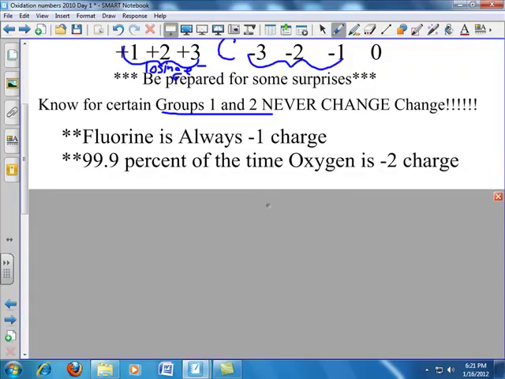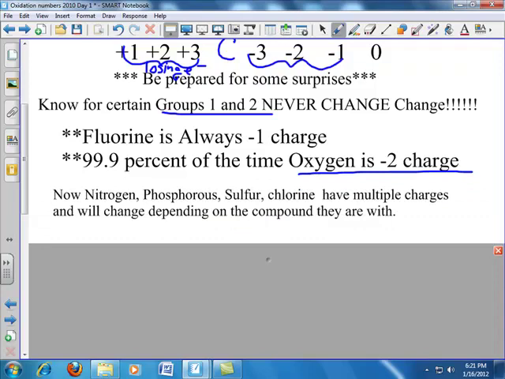Okay? And I'm going to come back to this one and talk about it in a couple slides. But 99.9% of the time, one of the things that we always know is oxygen is a -2 charge. Okay? Now, where you come into problems, okay, are with nitrogen, phosphorus, sulfur, and chlorine. And if you look on your colored periodic table and you see inside the little box that those have multiple charges in them, those charges will change depending on the compound that they are with. Okay, so that is one thing to be aware of, is that those particular ones are going to change.